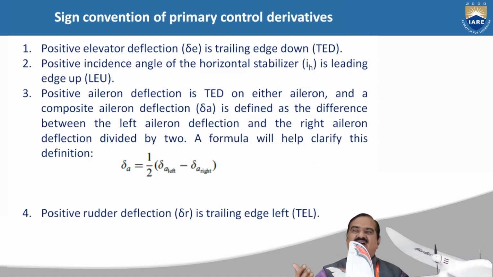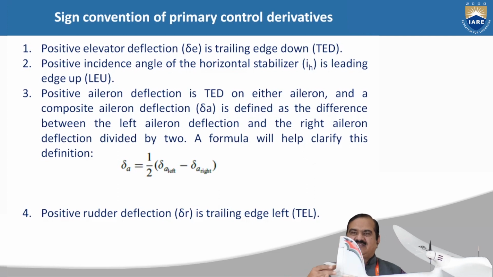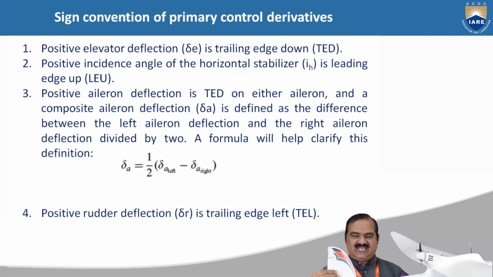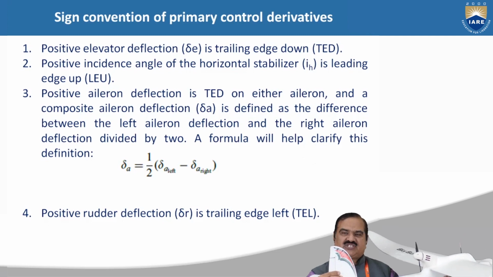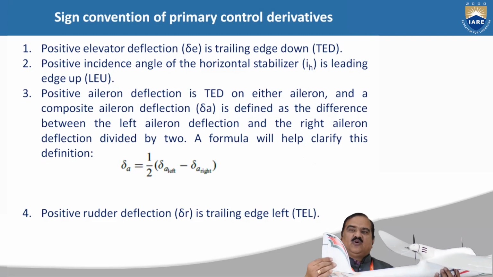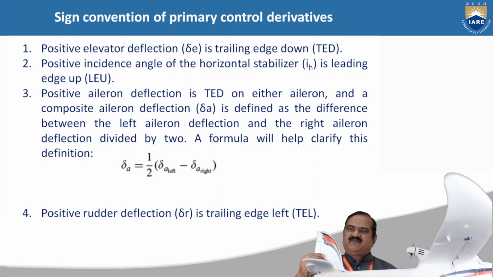So in this way, all three controls are defined with respect to their conventions. Nose left is positive, nose down is positive, and left roll is positive.